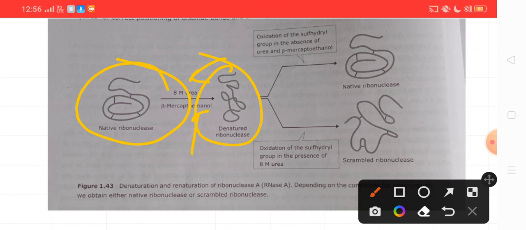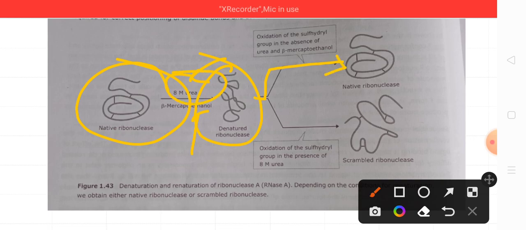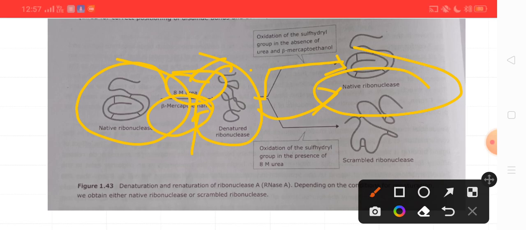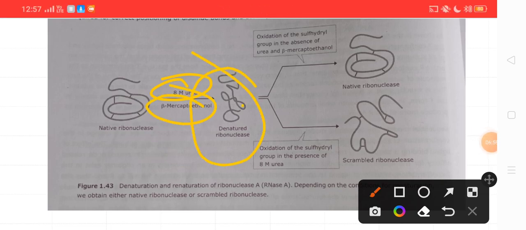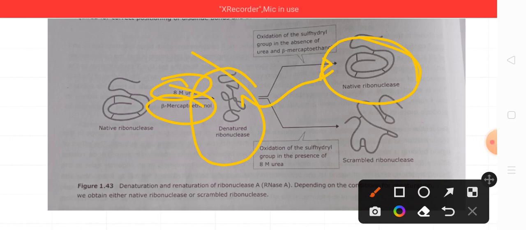In the first sort, he removed both urea and beta mercaptoethanol, and as a result he observed that the denatured ribonuclease is fully converted into native ribonuclease. This first sort of experiment concludes that the amino acid sequence has all the necessary information for protein folding. That's why, when urea and beta mercaptoethanol were removed, the denatured ribonuclease was converted into its native form on its own, not simultaneously, but spontaneously, right?